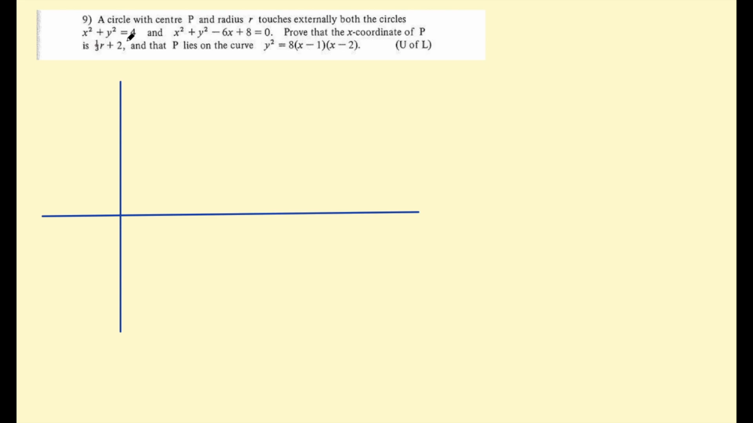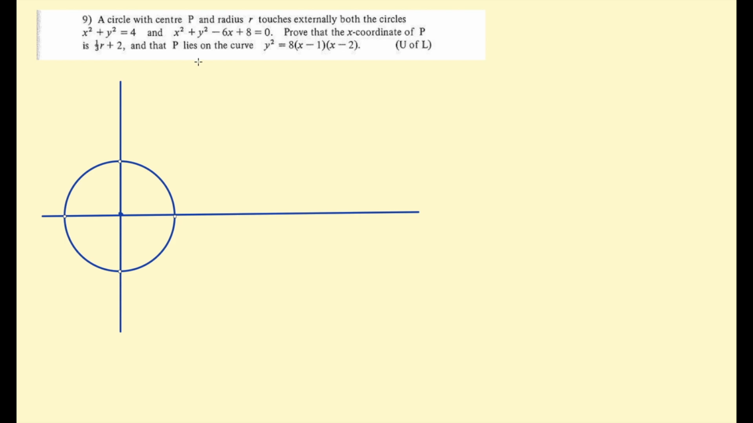If you're not sure how I did that, watch my video on the equation of a circle and you'll see how you can tell the center is 0, 0 straight from the equation. It also has a radius of 2, so I can draw that in first. Okay, center at 0, 0, radius 2, something like that.